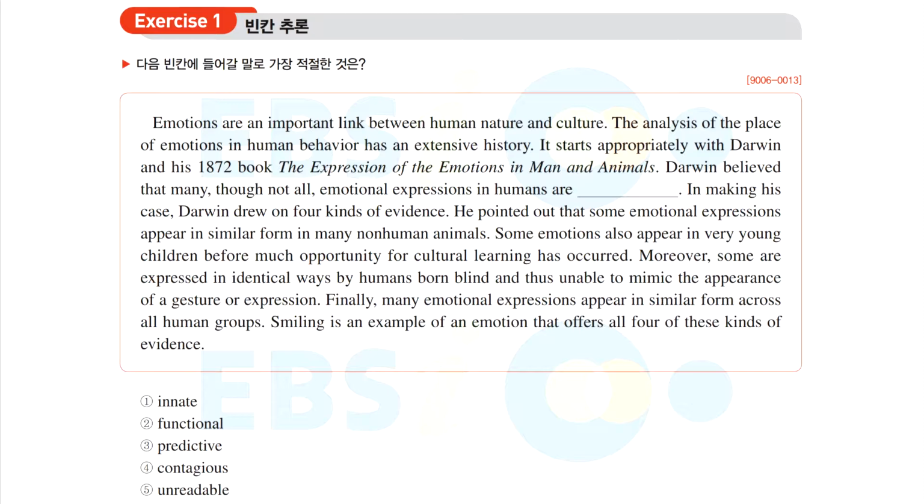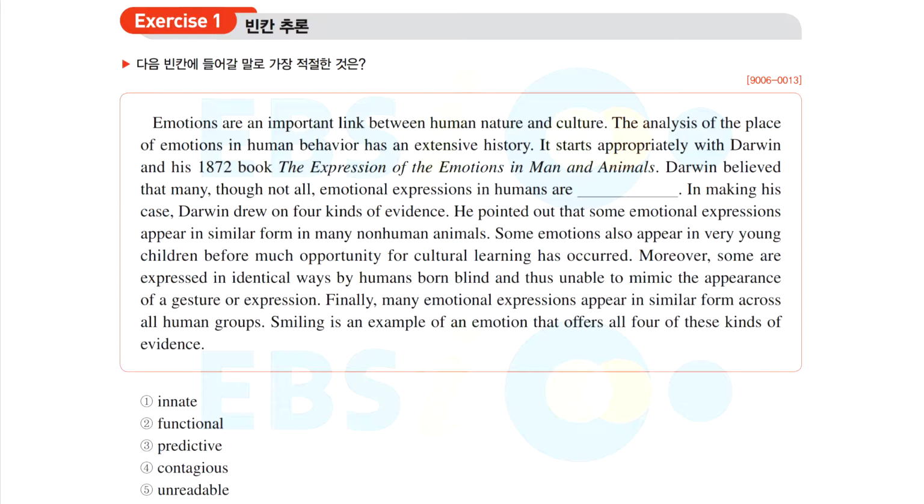Emotions are an important link between human nature and culture. The analysis of the place of emotions in human behavior has an extensive history. It starts appropriately with Darwin and his 1872 book, The Expression of the Emotions in Man and Animals. Darwin believed that many, though not all, emotional expressions in humans are innate.